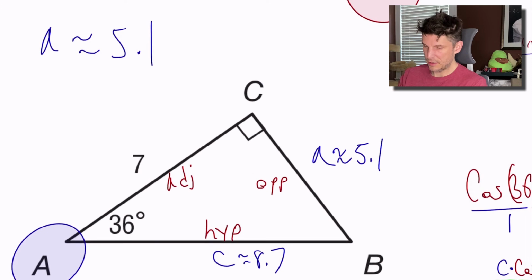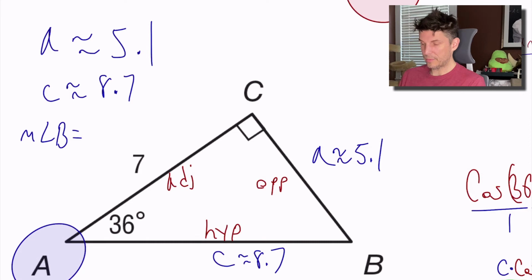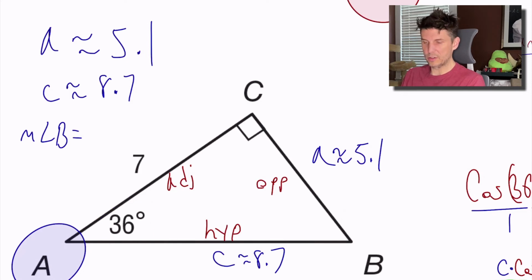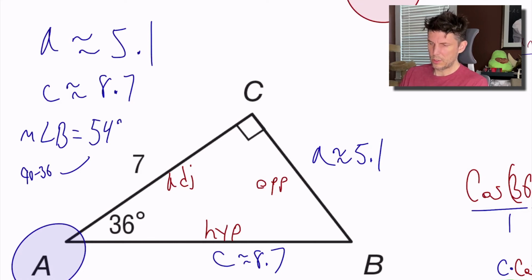Little c is about equal to 8.7, and the measure of angle B is going to equal... And I think you may know this already, but the sum of the interior angles is always 180. But if it's a right triangle, you know that these two angles add to 90 because the other one's already 90, right? So the acute angles of a right triangle are always complementary. So we can just go 90 minus 36. So this is going to be 90 minus 36. So 90 take away 30, 60, and then it's going to be 54 degrees.